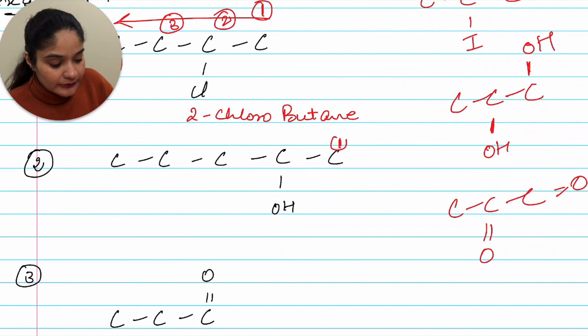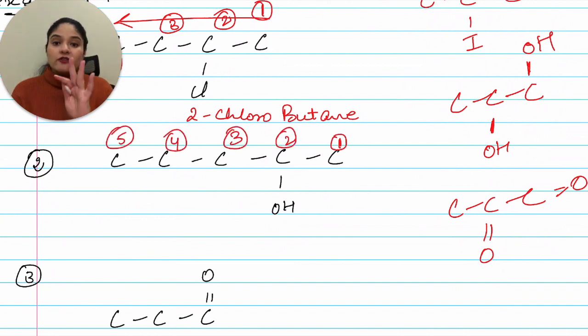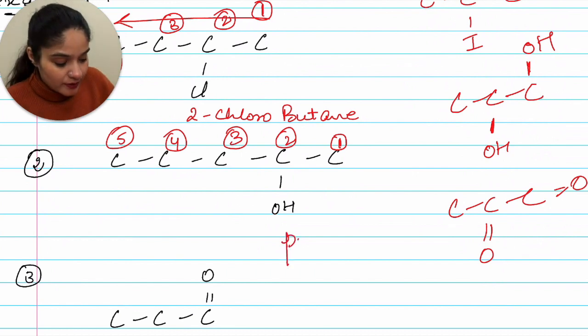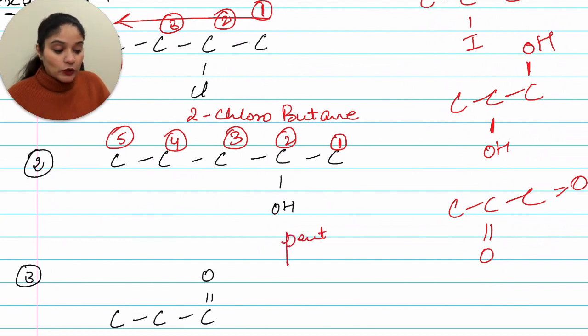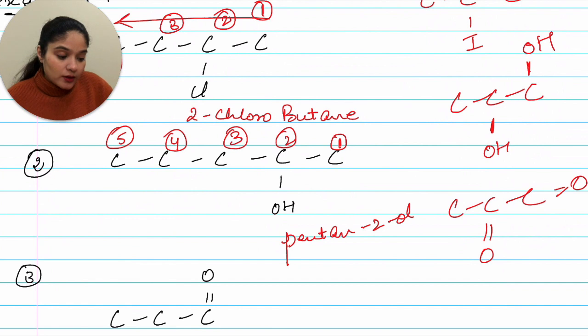Naming from this side, 1, 2, 3, 4, 5. 5 means pent. On the second carbon, I have OH, that means alcohol. So pentane, AN, because all are single bonds. At the second carbon, I have alcohol. So pentan-2-ol. Pentanol, second carbon has OH. Moving on.